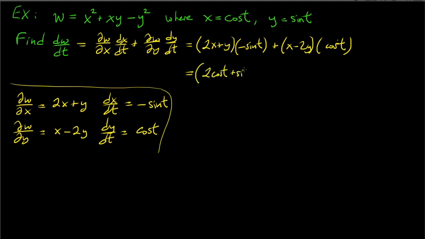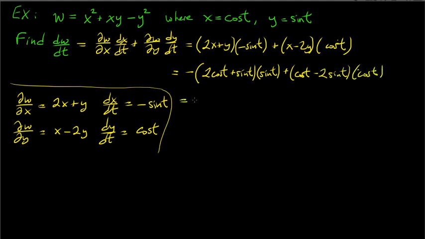Plus y, that's sine of t, times, again, a negative sine t. I should have put that negative in front here. Maybe let's do that now. So this is equal to negative what I just said times sine t, right? Plus, and then x is cosine t minus 2 times sine t times cosine t.